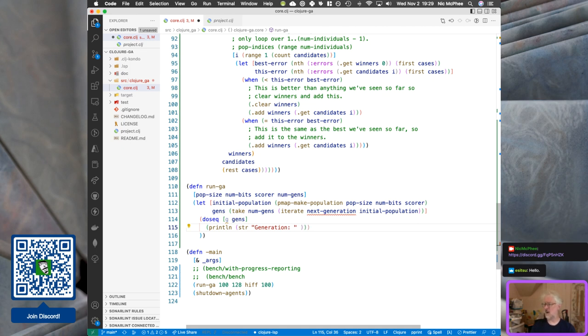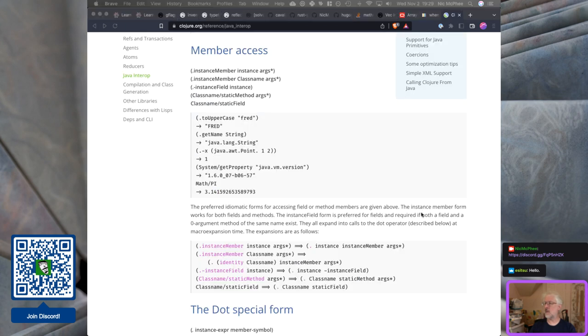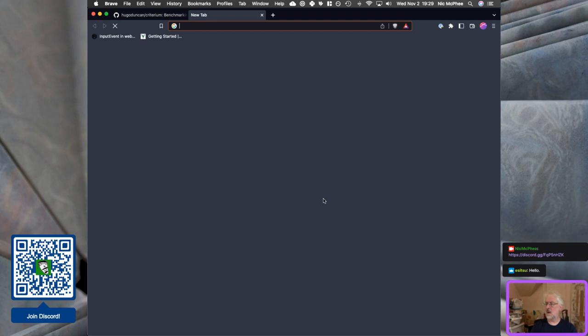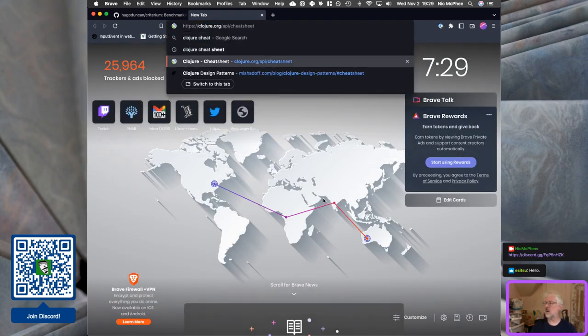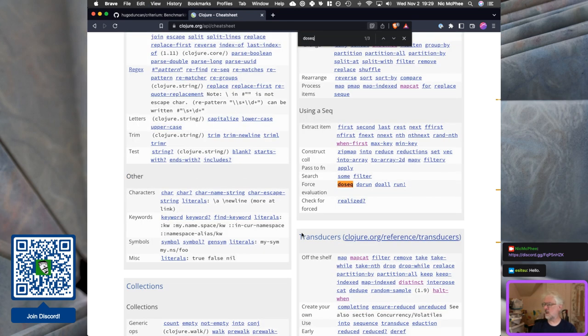Ooh, gens doesn't know what gen we're in. There's a way to fix that in doseq. Oh no, come on, here we go. Clojure cheat sheet. Boom. Doseq.